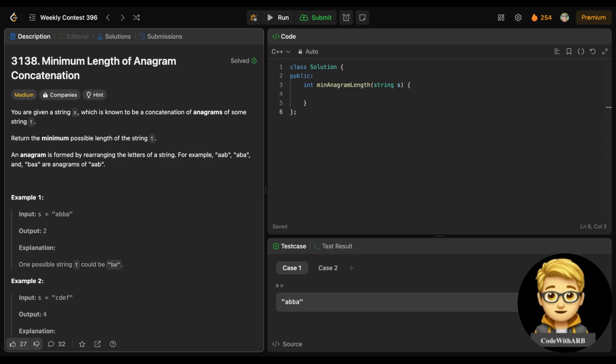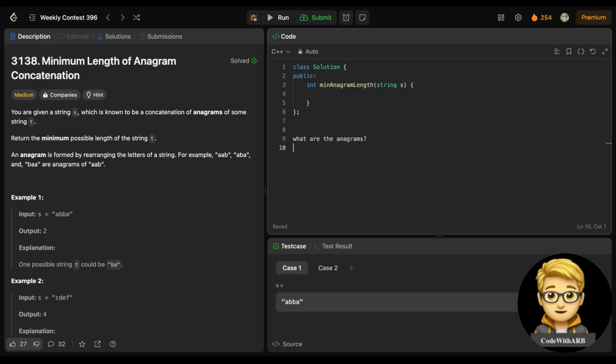You are given a string S which is known to be a concatenation of anagrams of some string T. We need to return the minimum possible length of the string T. An anagram is found by rearranging the letters of a string, for example, AAB and ABA are anagrams of AAB, right? So what are anagrams?